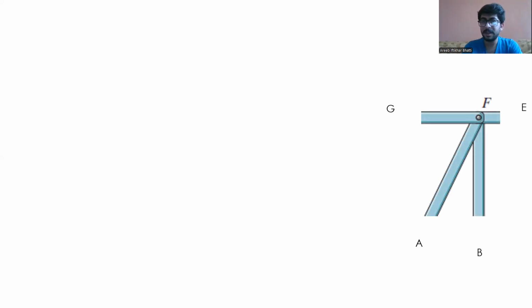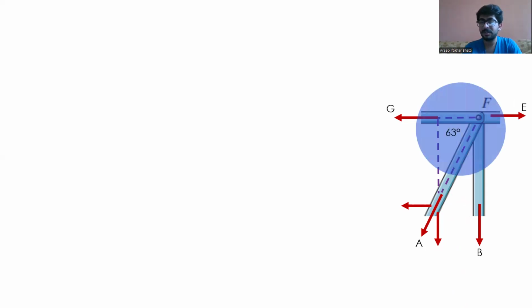So when we take the joint F, the forces that are acting in these four members are these forces. And the angle is about 63 degrees. You can find the angle by using tan theta, which is equal to sine theta over cos theta, and you can find this angle by using that.